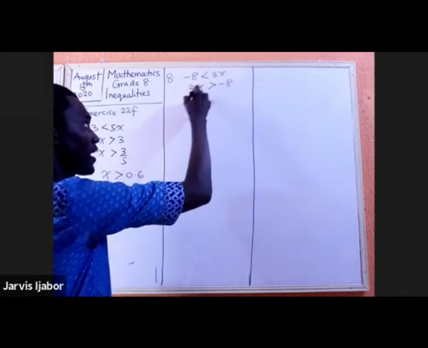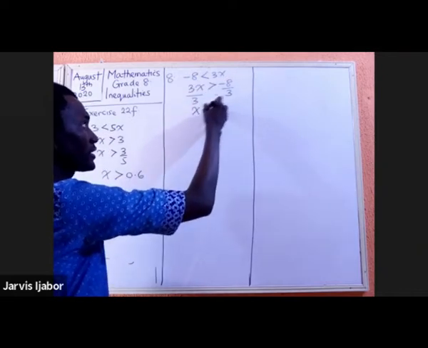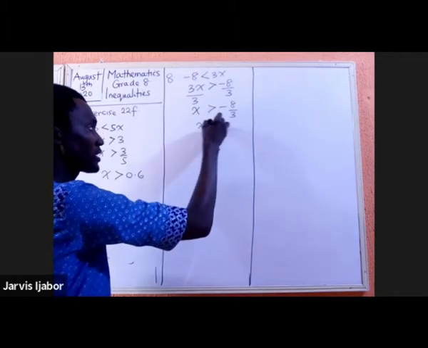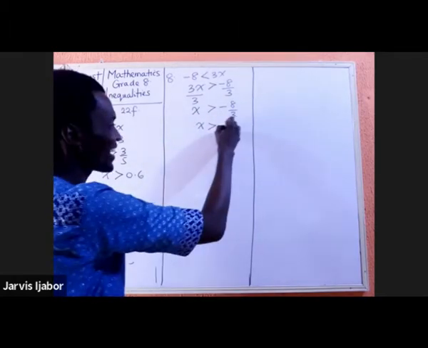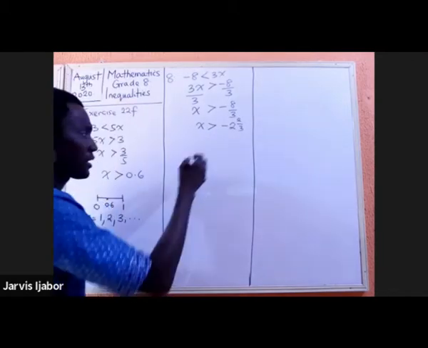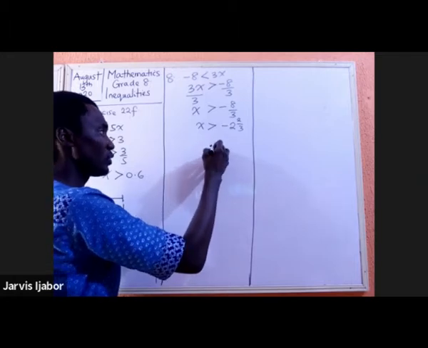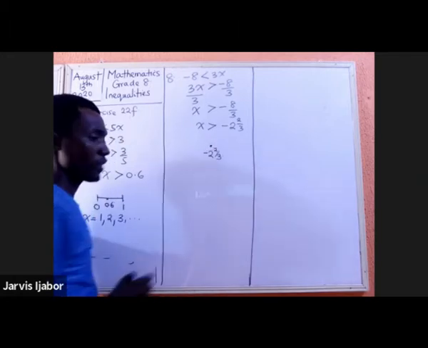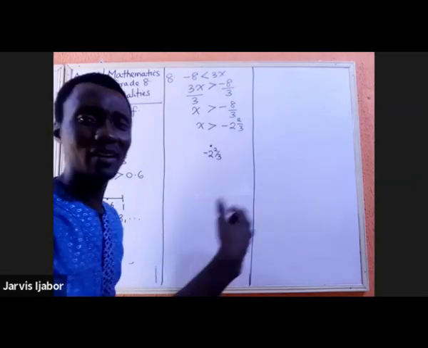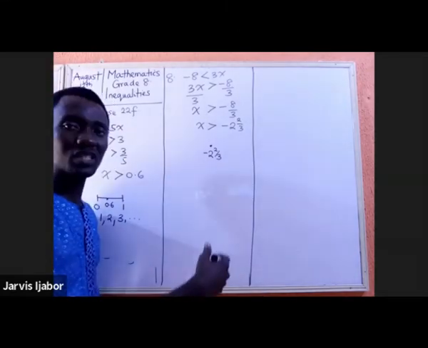I'll divide both sides by 3, and that will be x greater than negative 8 over 3. What is negative 8 over 3? That is negative 2 over 3. Now I'll just put a dot here and write negative 2 over 3. Remember that as you move to the right, the bigger the value of the number, and the more positive that number will be.